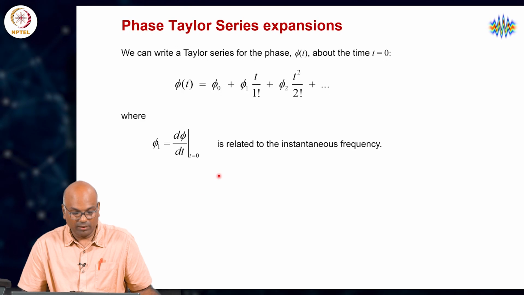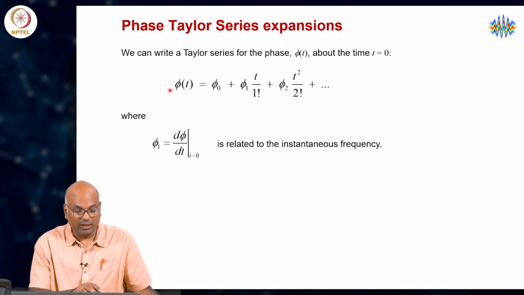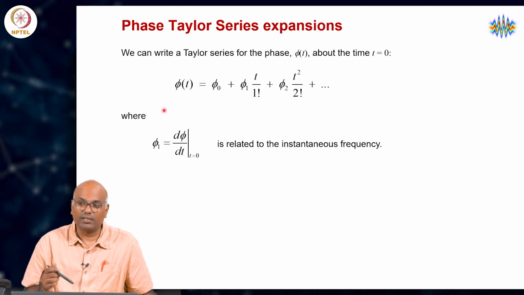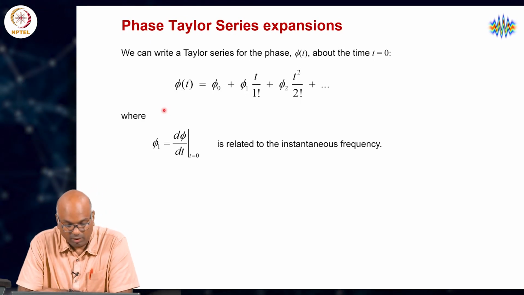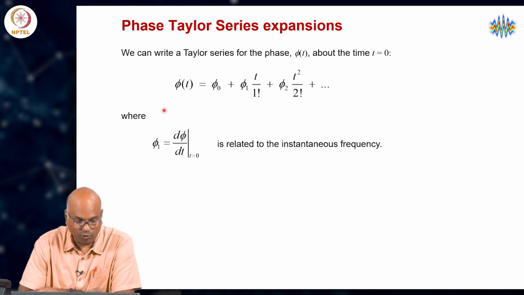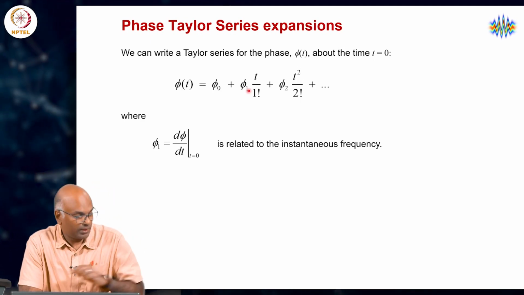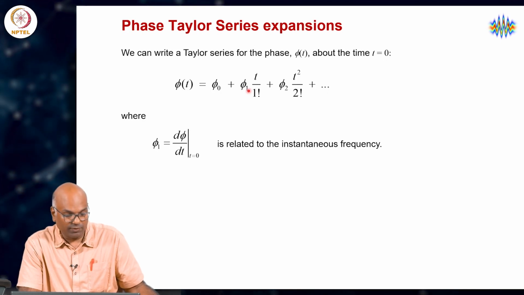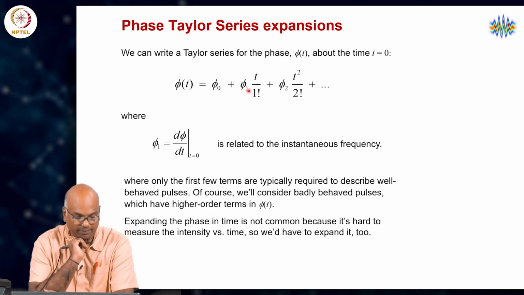and phi 1 is related to the instantaneous frequency. It is the derivative of, or rather it is not the instantaneous frequency, it is related to it by the fact that it is omega naught. The total instantaneous frequency is omega naught plus phi 1. In certain definitions, it could also be made into the instantaneous frequency, but that is for another day. Let me not confuse you with that.